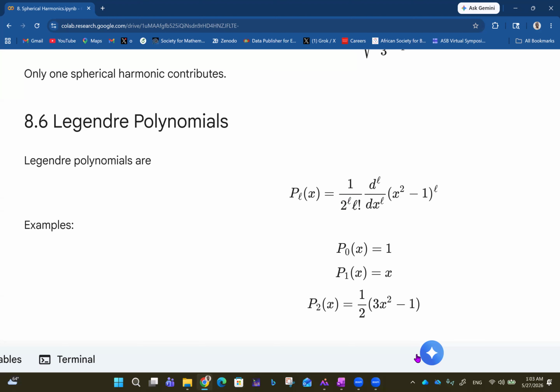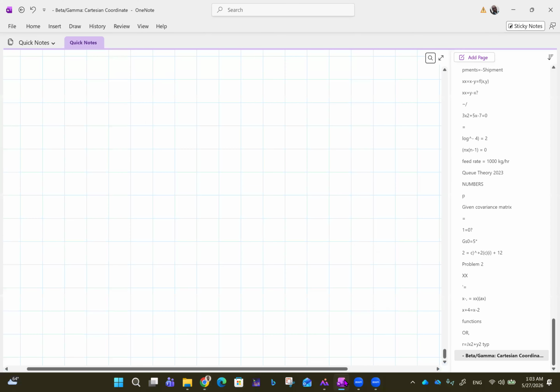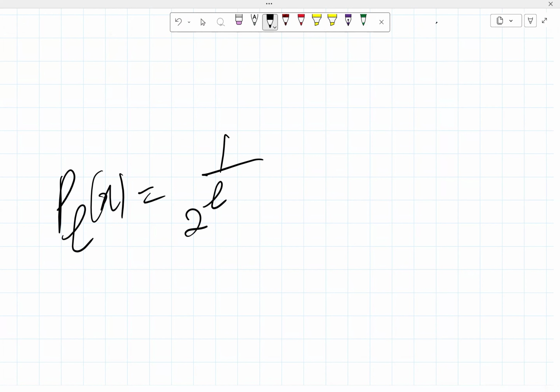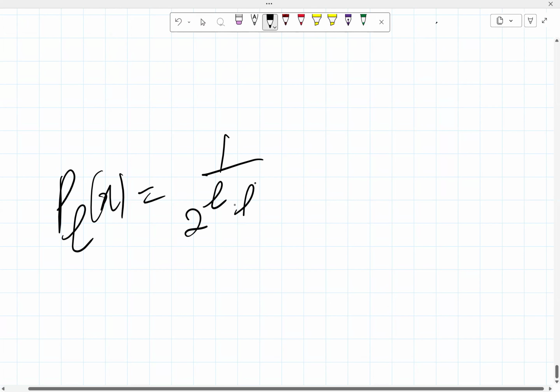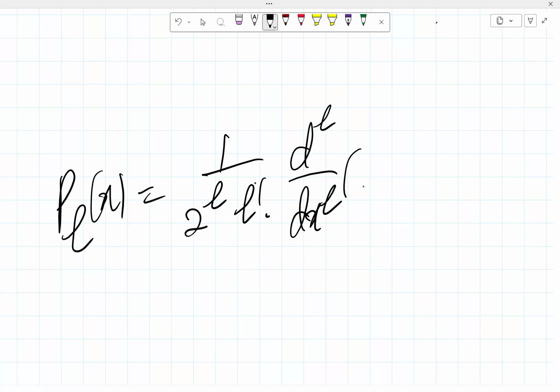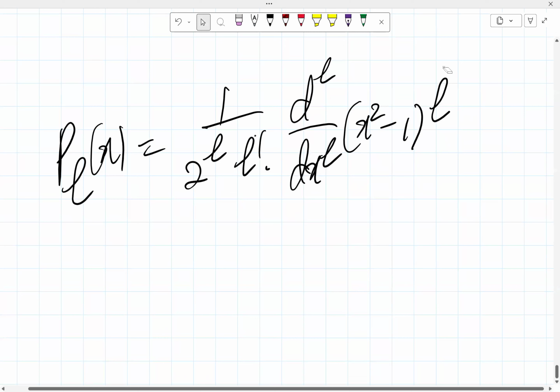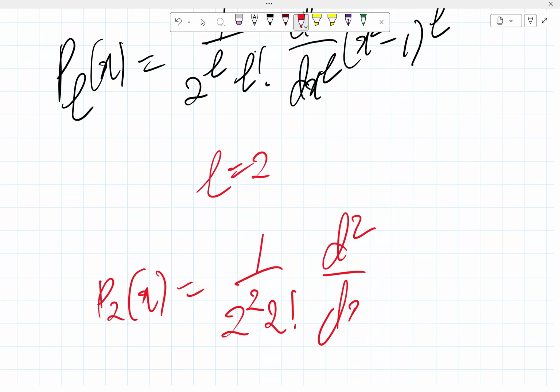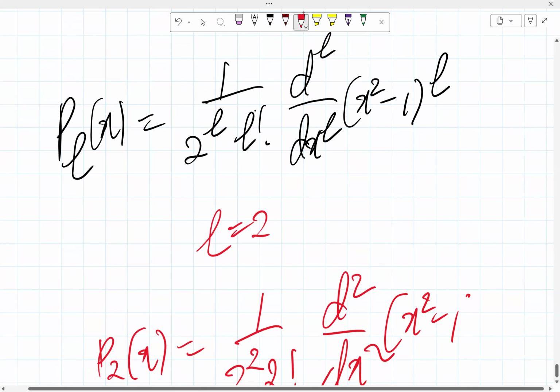Maybe I want to write that, right? So we want to get P2 of x. We have P_L of x to be 1 over 2 to the power L, L factorial, d^L/dx^L of (x squared minus 1) raised to the power L. Now, if that special L is 2, it means we have P2 of x equals 1 over 2 squared, 2 factorial, then d squared/dx squared of (x squared minus 1) squared.